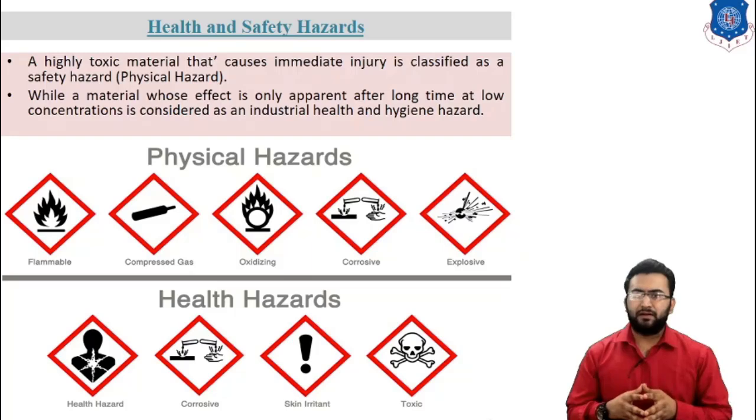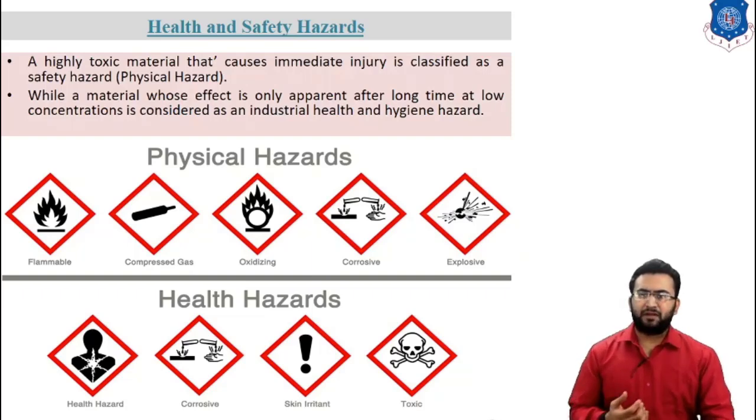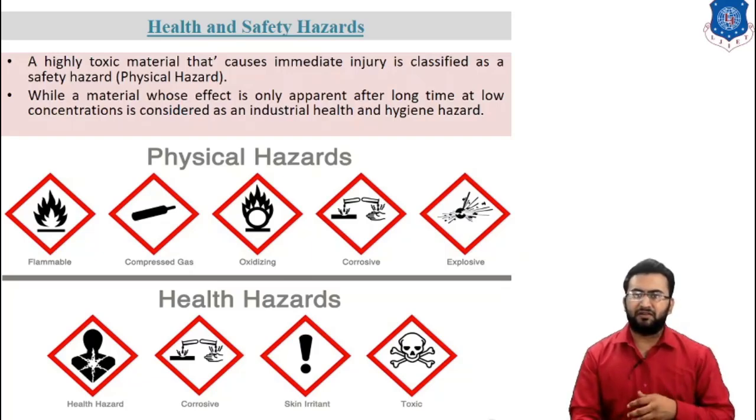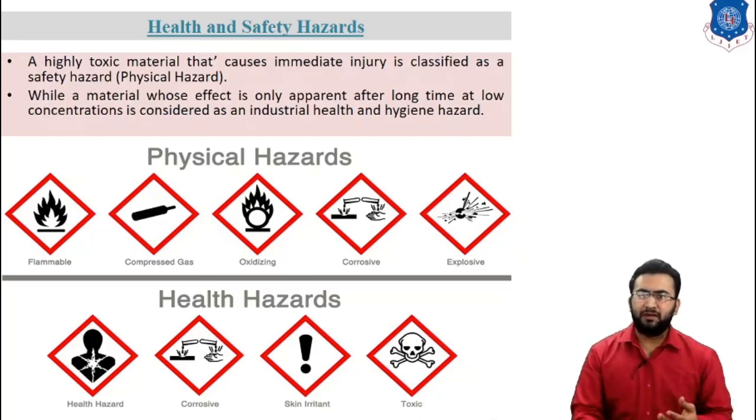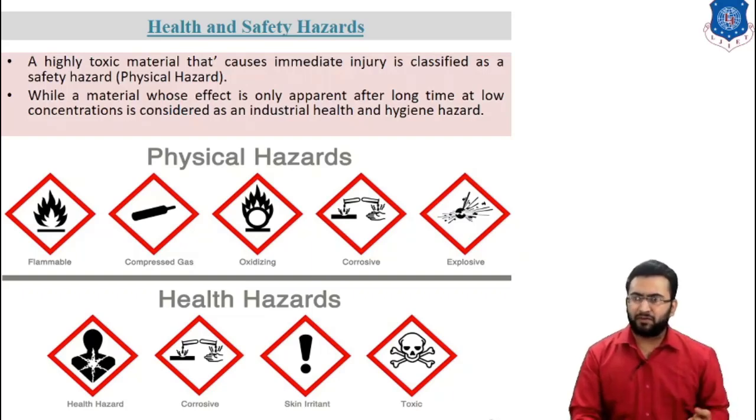The potential health hazard to an individual by the material used in a chemical process is a function of the toxicity of the material and the frequency and duration of exposure. It is common practice to distinguish between the short-term and long-term effect of material. A highly toxic material that causes immediate injury is classified as a safety hazard, while material whose effect is only apparent after exposure at low concentration is considered an industrial health and hygiene hazard. The permissible limit and precaution to be taken to ensure that such a limit will not be exceeded are quite different for those two classes of toxic material.